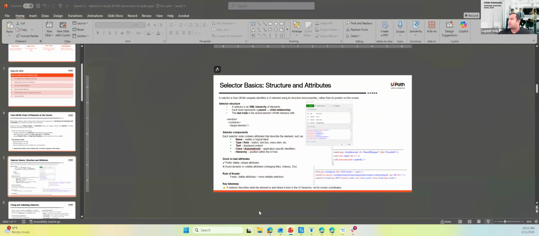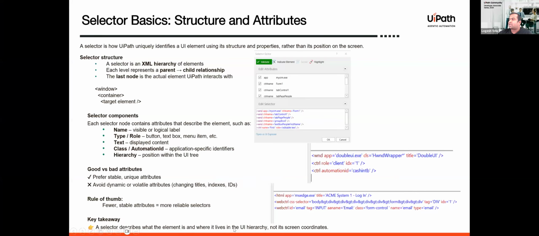So a selector describes what the element is and where it lives in the UI hierarchy. This is the entire hierarchy, not its screen coordinates. So it is not using screen coordinates like position, like X, Y, or whatever it is. Instead, it is relying on the properties of the particular element plus the hierarchy. So in this window, this is a container, and within the container, this is a target element. So it is using that entire hierarchy to interact with the element.